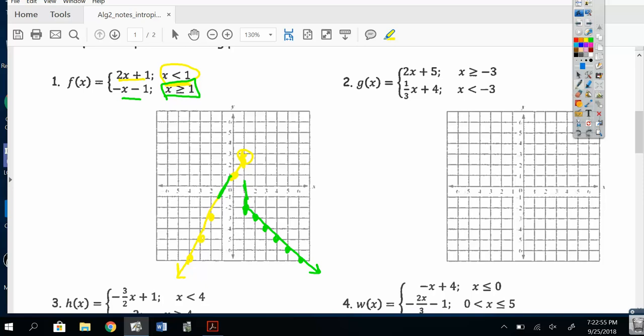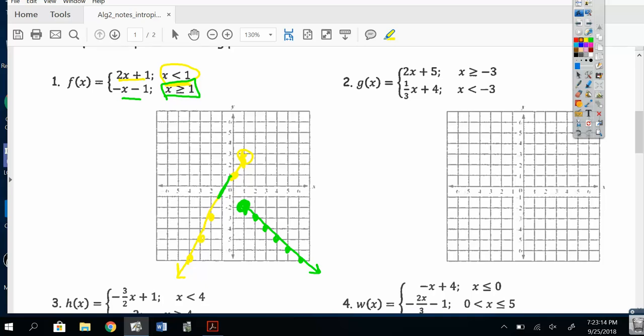All right, and if I look at my restriction, x is greater than or equal to 1. Since it's greater than or equal to, it's going to be a closed dot. Okay. So if I go ahead and do number 2, same thing.